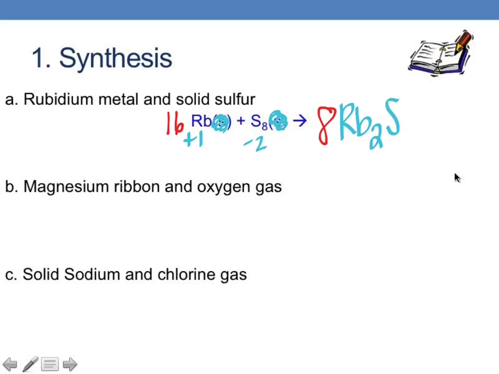So magnesium ribbon. Magnesium. What's the formula for magnesium? Mg. What's the charge on it? What's the formula for oxygen? O2. And what's the charge on oxygen? So predict what it's going to make. MgO.